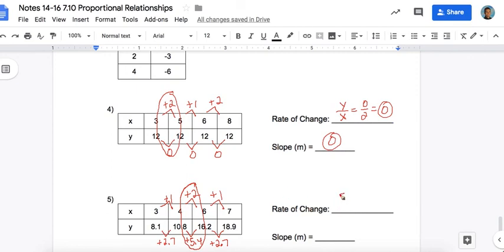So, whoops, forgot to write this to remind you, change in y over change in x, and we can do 5.4 divided by 2. And what is 5.4 divided by 2? It's 2.7. So when the pattern's a decimal, you will sometimes see your rate of change or the slope is a decimal, but I will also show you how you can actually change this to a fraction.